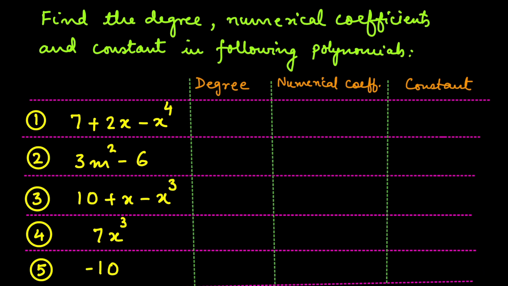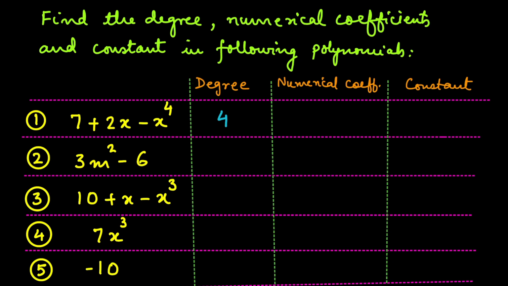Now we do some practice. We have to find the degree, numerical coefficient and constant in the following polynomials. These are the 5 polynomials given, and we'll practice degree, numerical coefficient and constant together in all these cases. The first one: first part is degree. What is the variable? The variable is x. And what are the exponents? It is 1 and 4. The highest one will be taken as the degree. 4 is the highest, so we take the degree as 4 here.